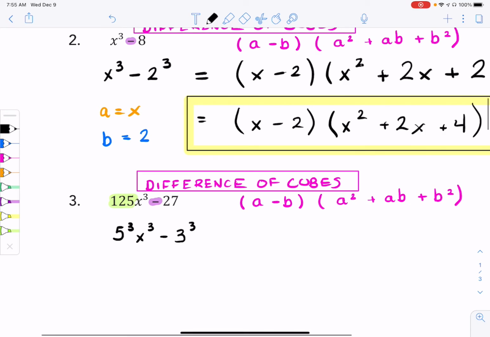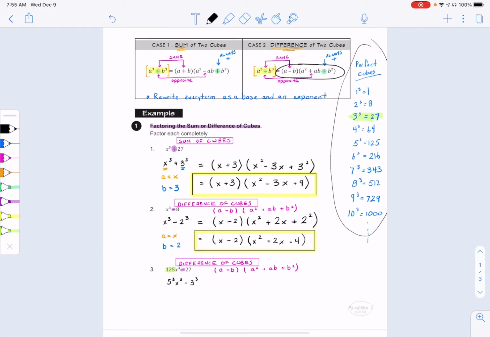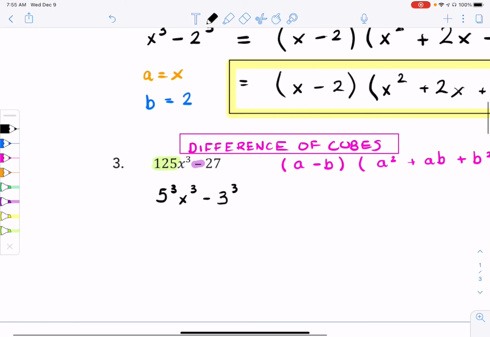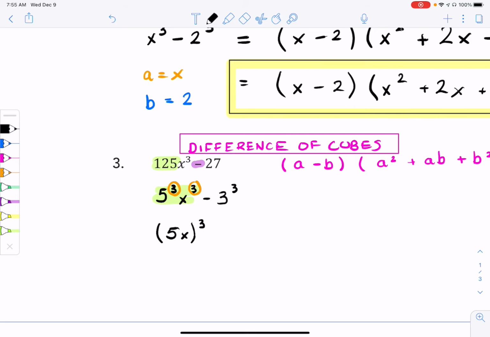All right, and I am using this list. I know you can't see it on my screen, but I'm using this list that we made of perfect cubes. So the next thing, we need to clean this up. If you have two numbers raised to the same exponent, which you do, both of these values are raised to the power of 3, then you can rewrite this as 5x in parentheses raised to the power of 3, which you absolutely have to do. You cannot skip this step.